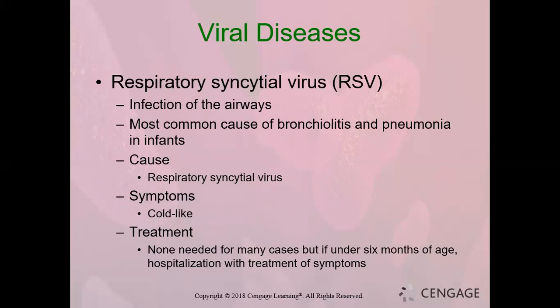RSV is an infection of the airways. It's the most common cause of bronchiolitis and pneumonia in infants. It is caused by the respiratory syncytial virus. Symptoms are cold-like, but these are little babies under the age of 6 months, and they usually are going to end up being hospitalized.